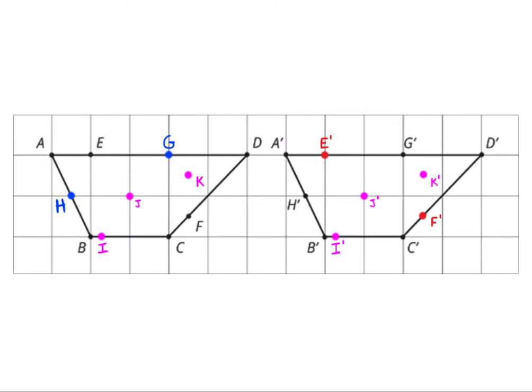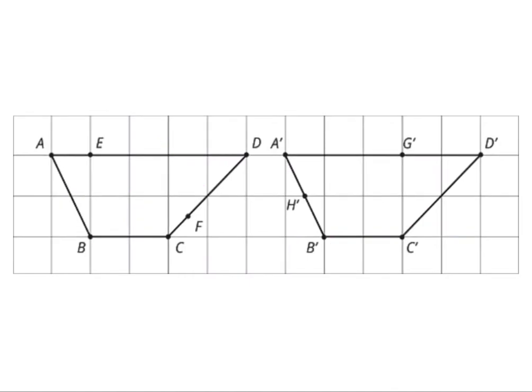And so in this first activity, they're just asking you to label points on these two images. Label E prime and F prime on this image on the right. Well, you just go to the same exact corresponding place, and E prime goes here and F prime.